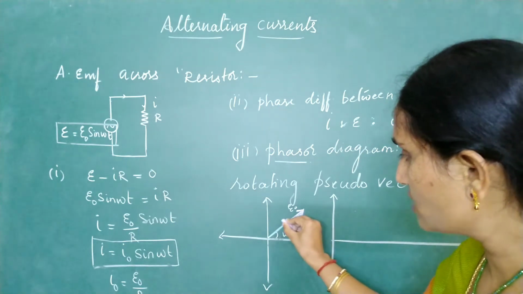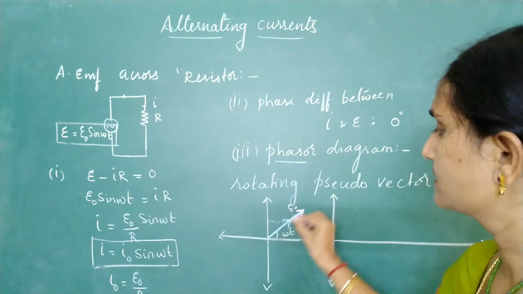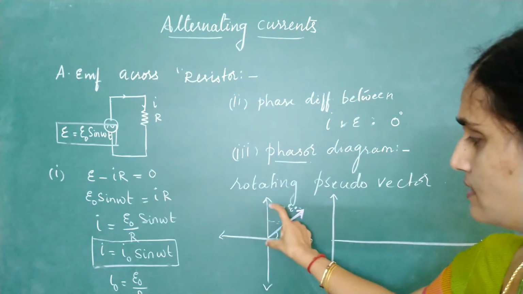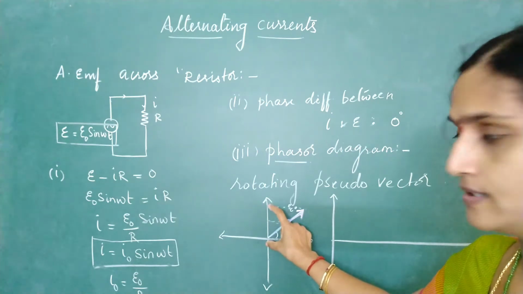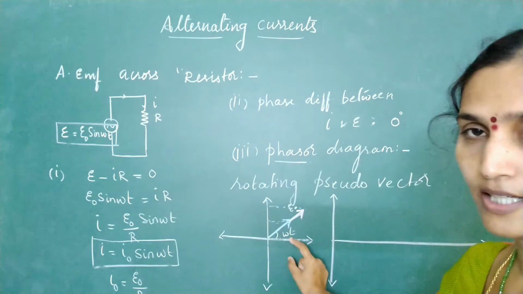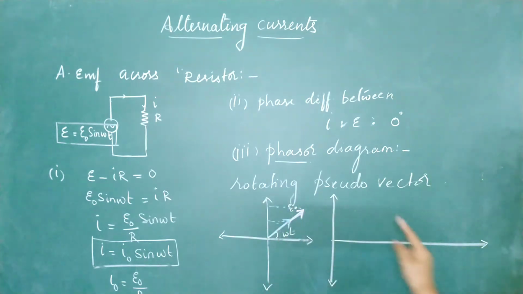So their projection on the y-axis, say if I project these vectors on the y-axis, drop a perpendicular, this is the amplitude of E at t seconds. This gives the amplitude of I after t seconds. So we are going to rotate these vectors and plot the corresponding values in the second graph.